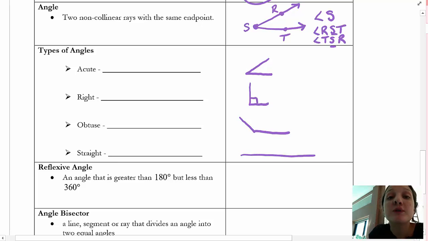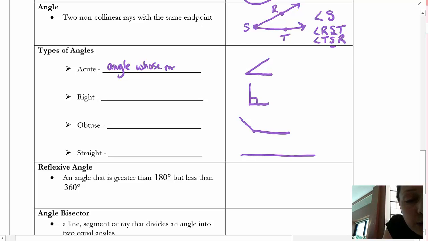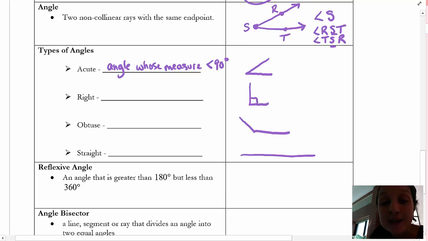So what does it mean to be acute beside it being tiny? Well, acute means this is an angle whose measure is less than 90 degrees. So acute is less than 90.